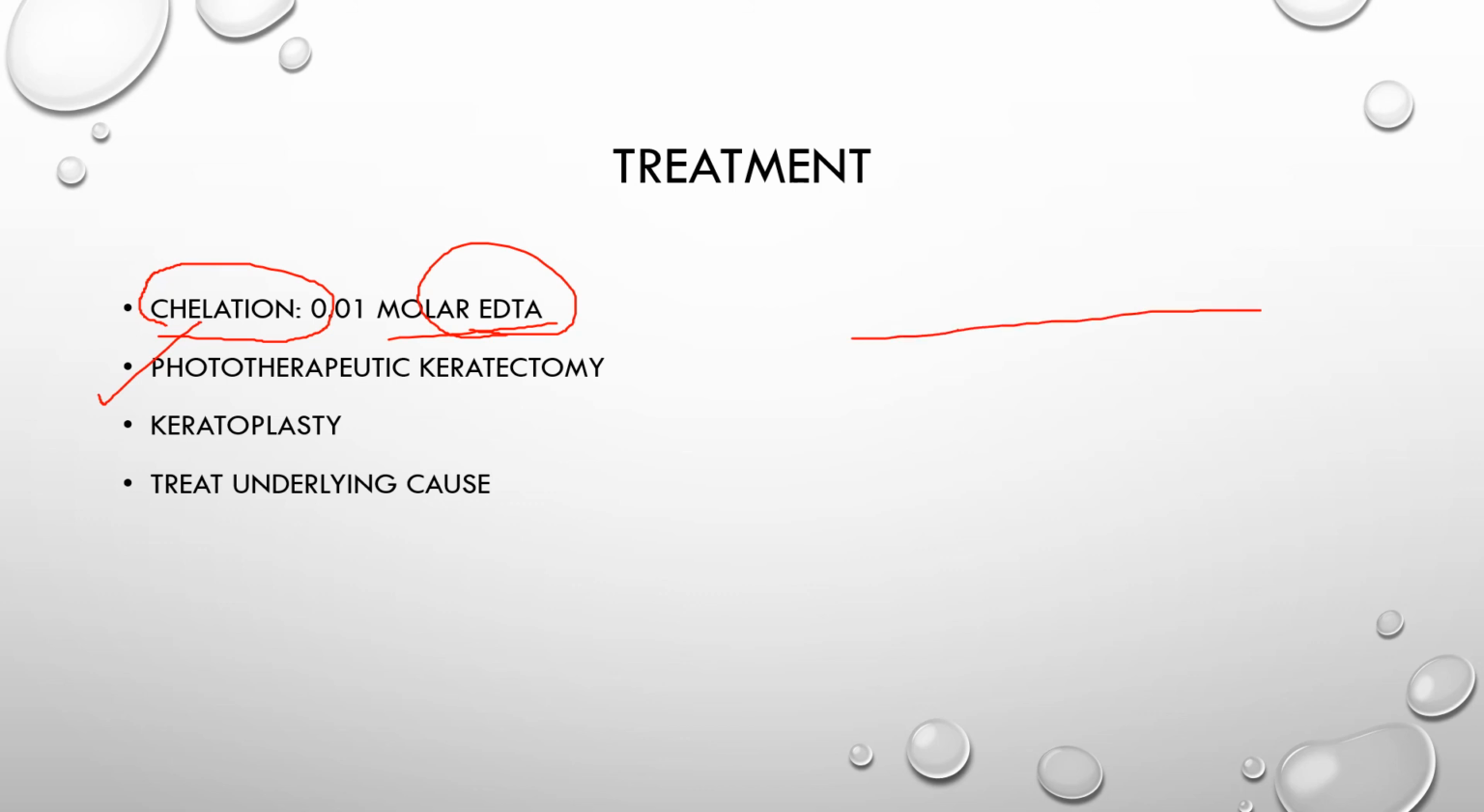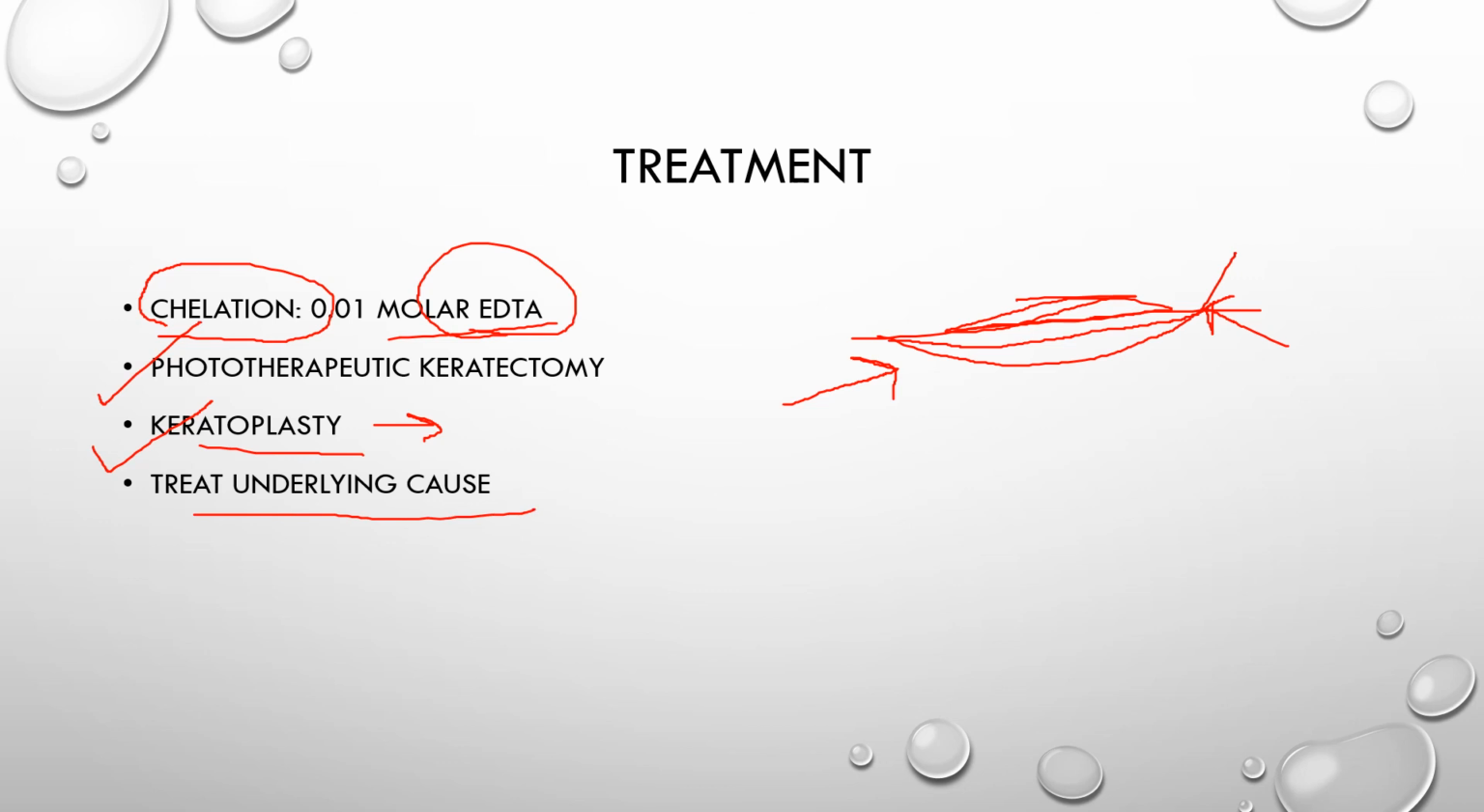This is the cornea. There is this band-shaped keratopathy. With the help of a laser, this area is scraped off, and then the new cells which will cover this area will be free from the calcium deposition. If it is too hard to manage, we can go for a corneal replacement, or keratoplasty. And the important thing is that always treat the underlying cause.